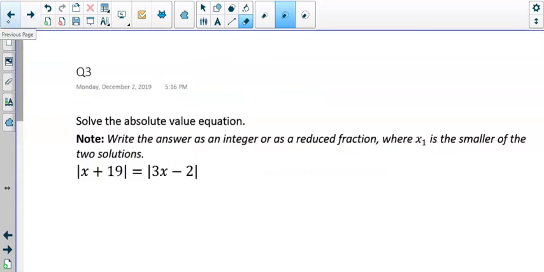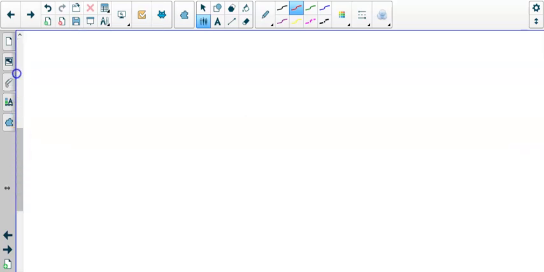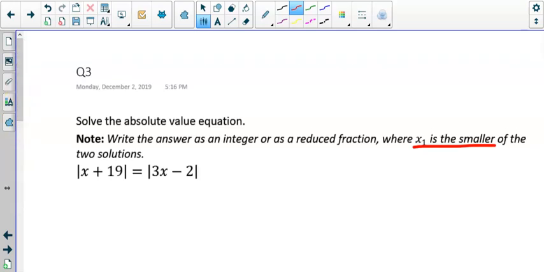So this one comes from section A1. All about solving absolute values. Now, you need to be careful on this when you get to your answers, because if you look right here, it says x1 is the smaller of the two solutions. So make sure that when you fill in the blanks, x1 is the smallest answer and x2 is the largest answer. If you don't put them in order, it's going to count it wrong.